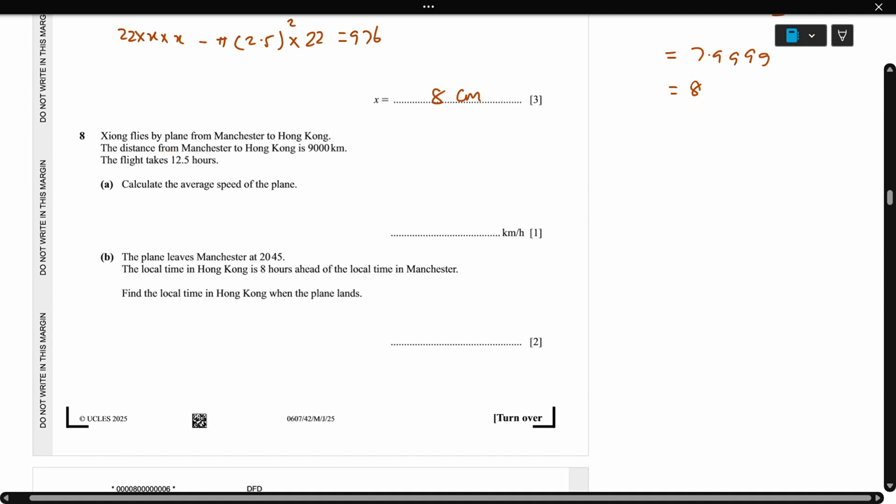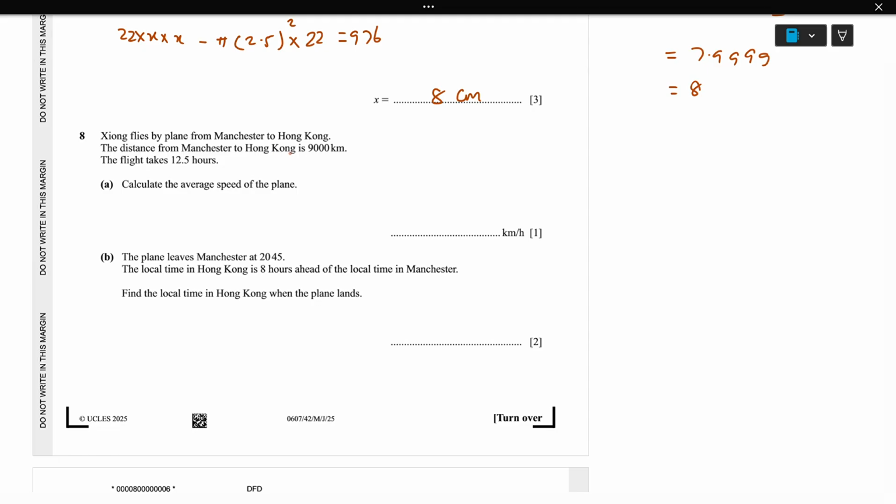A plane flies from Manchester to Hong Kong. The distance from Manchester to Hong Kong is 9000 kilometers. The flight takes 12.5 hours duration. Calculate the average speed of the plane. So the speed formula is speed equal to distance over time, which is, the distance is 9000 over 12.5. So the answer is going to be 720. So 720 kilometer per hour.